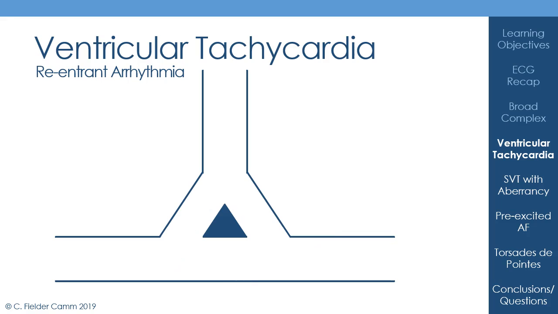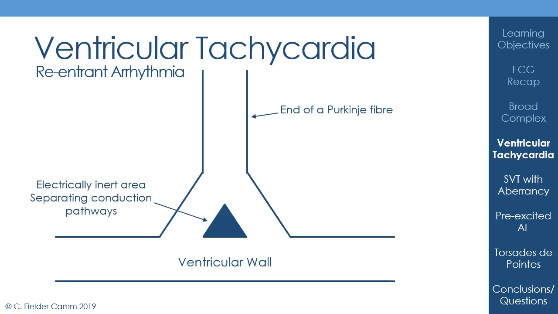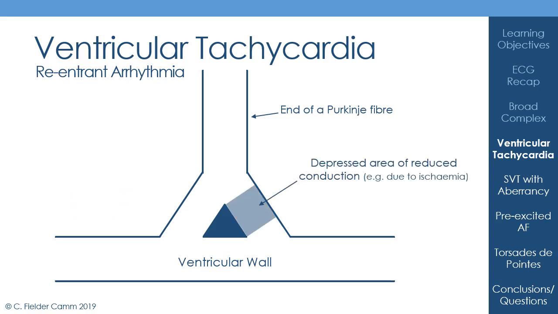Now, when a reentrant arrhythmia is occurring, you have again the end of the Purkinje fiber in our ventricular wall. And in addition, with this electrically inert area, you also have a depressed area of reduced conduction, often due to ischemia, or there's been bits of that pathway that have been infarcted, so there's only a few cells that are available.